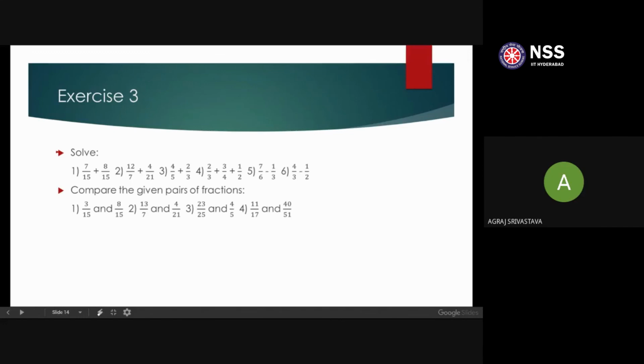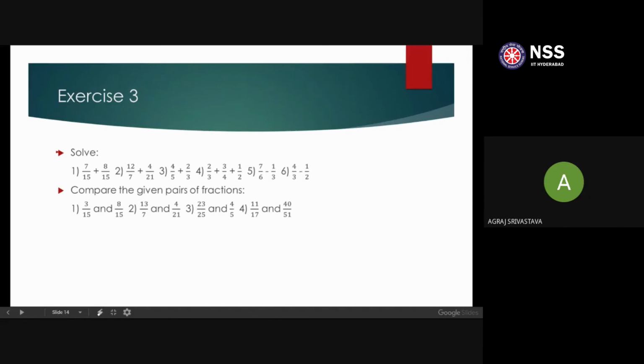And now we go to the comparison exercise. 3 by 15 and 8 by 15 is the common denominator case. The higher numerator is 8, so the higher fraction is 8 by 15. 13 by 7 and 4 by 21, you have to convert the denominators to an equivalent point. And for that, we multiply 13 by 7 on both the numerator and the denominator by 3. And that gives us 39 by 21, which is clearly greater than 4 by 21.